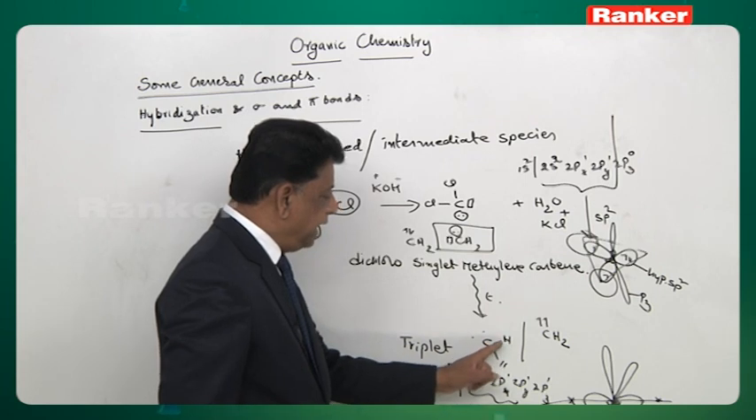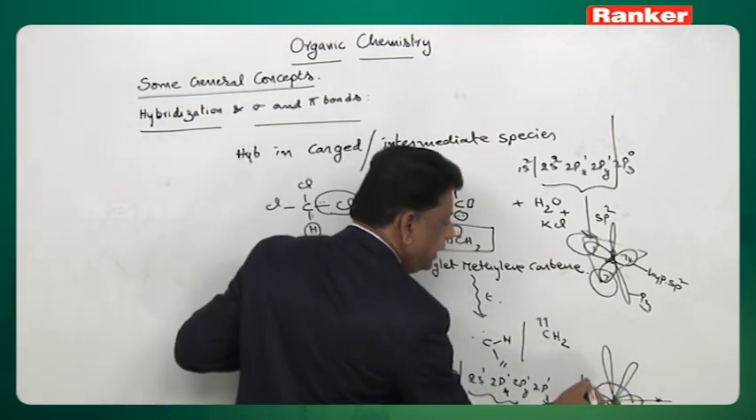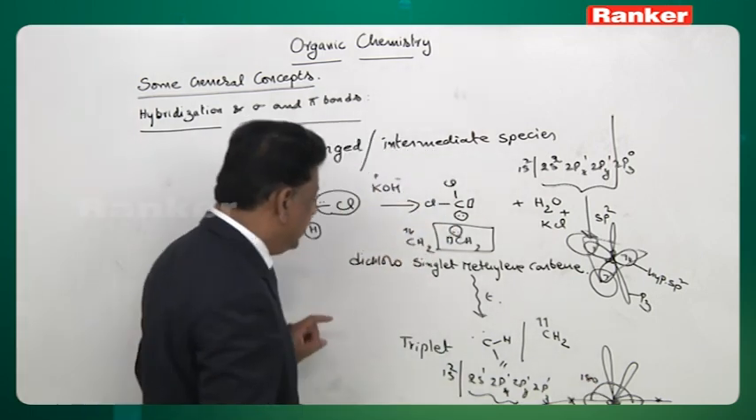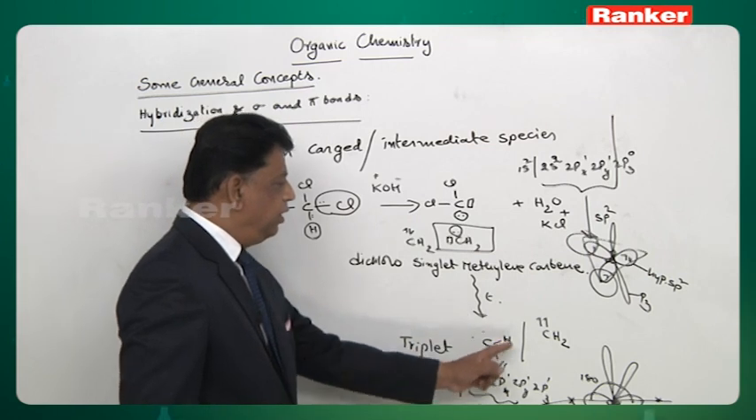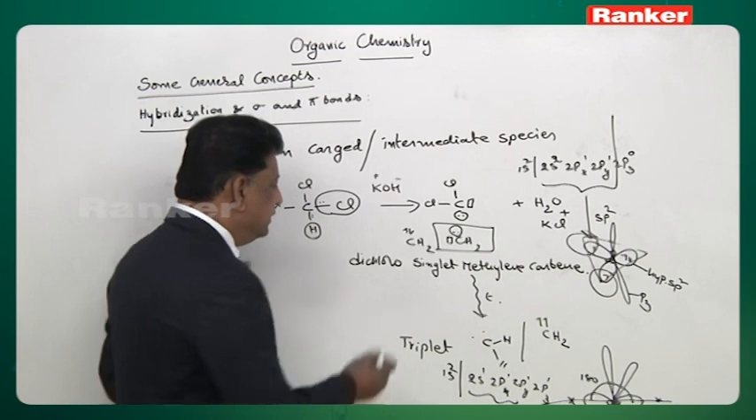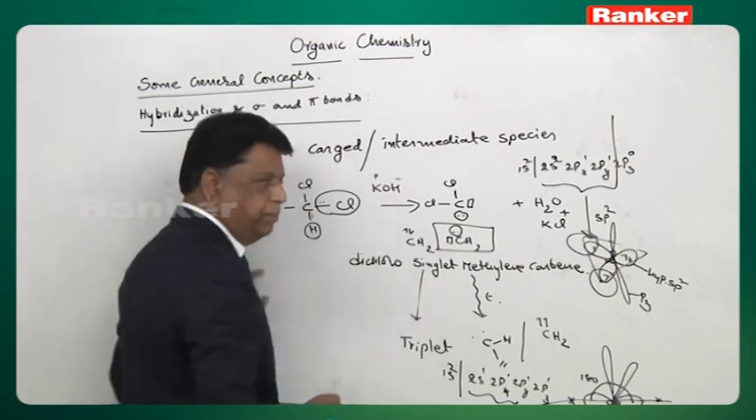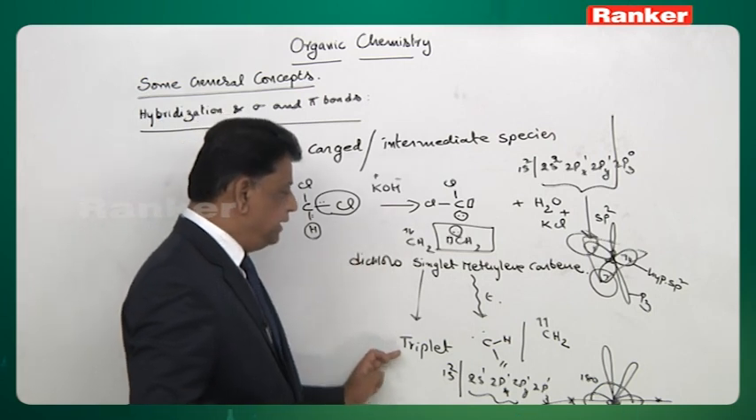And what will be the angle between the 2 hydrogens? It is a linear shape, therefore 180 degrees will be there. This is called triplet methylene carbene. CH2 is called ordinary methylene. If chlorines are there, dichloromethylene carbene. The singlet always changes to triplet, that shows singlet is less stable and the triplet is more stable.